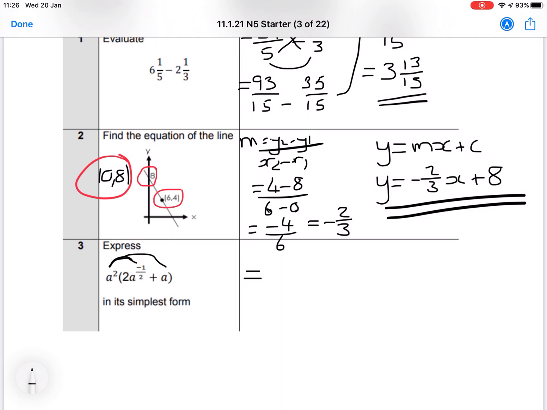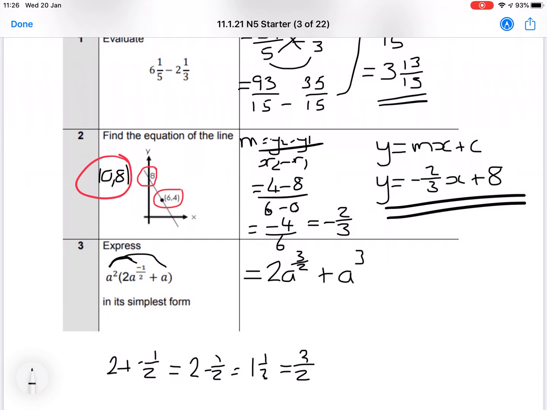So really what we're doing here is we're doing 2 plus minus 1/2, okay? So that's just going to become 2 minus a half, which I would hope that you could just do in your head, which would be 1.5, which we would need to write as a top-heavy fraction, okay? No mixed numbers for powers. So we would write that as 3/2. So your first term here is going to be 2a with 3/2 as your power. Your second term is just a squared times a, so that's just going to become a cubed, okay?